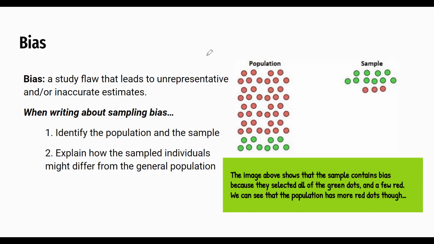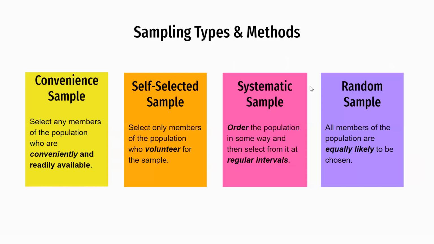They're still school, but we need to identify the population and the sample to identify if there might be any bias. And then once we have identified those two things, we need to explain how the results from the sample might be different from the general population. If we can do that, then we can successfully identify bias. So there are 4 main sampling types that we're going to talk about. There are more, but for our class, there are 4.